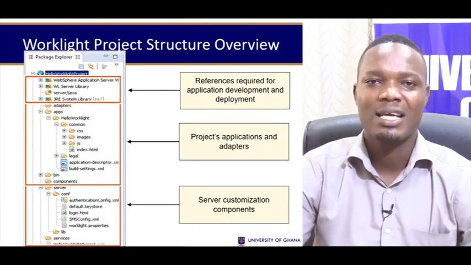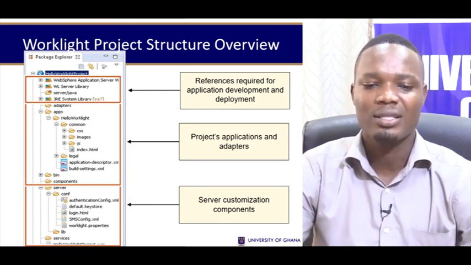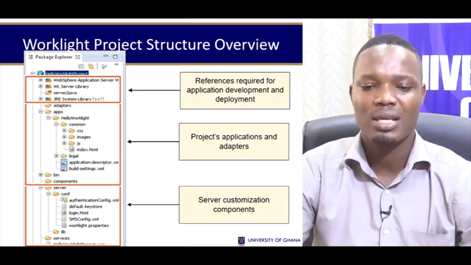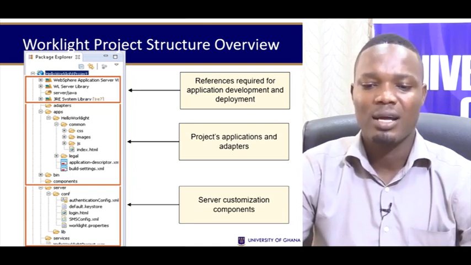Now, after that, the Worklight project is created, and then you begin to see a structure of the application or the project in your Package Explorer. Now, this structure is divided into 3 categories, which we'll talk about. Now, the first point of it is the references that are shown. Now, these are required for application development and deployment.